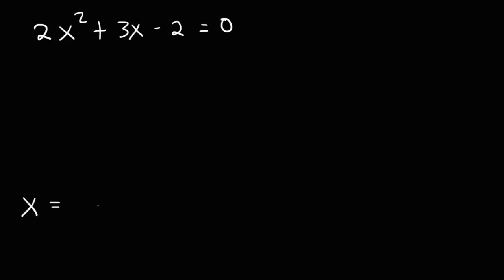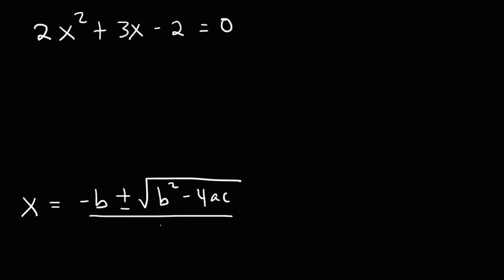So here is the quadratic formula that we need to use. It's negative b plus or minus the square root of b squared minus 4ac, divided by 2a. Now we need to know what a, b, and c are equal to. So in this format, where you have all of the x variables to the left and 0 on the right, a is the number in front of x squared, b is the number in front of x, and c is the constant term.